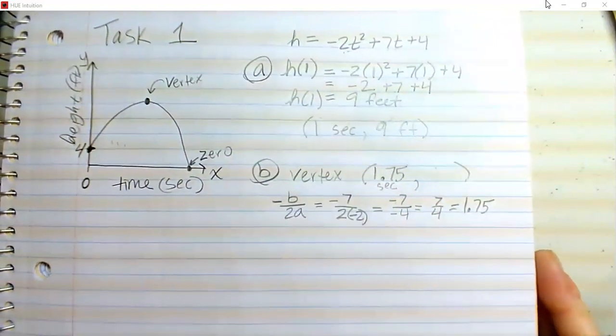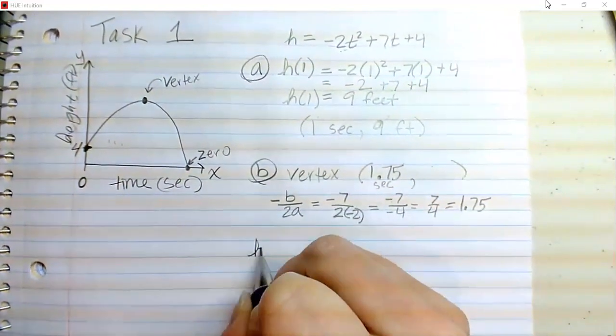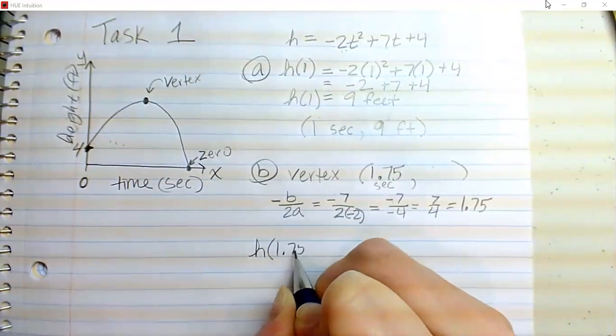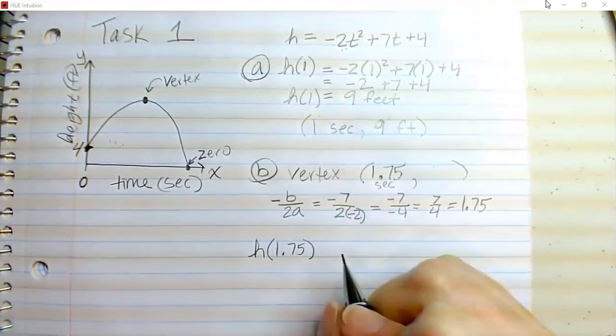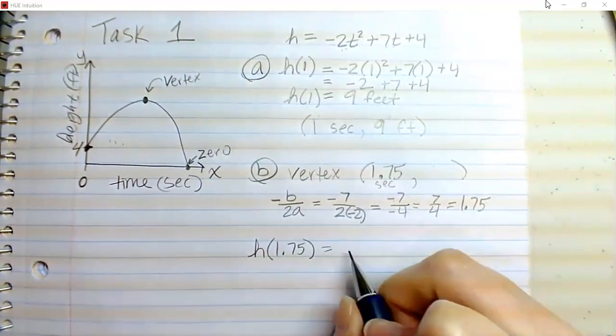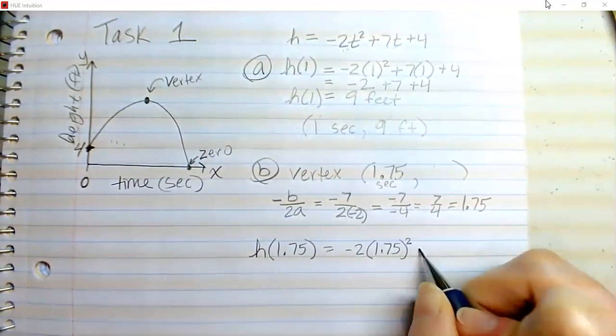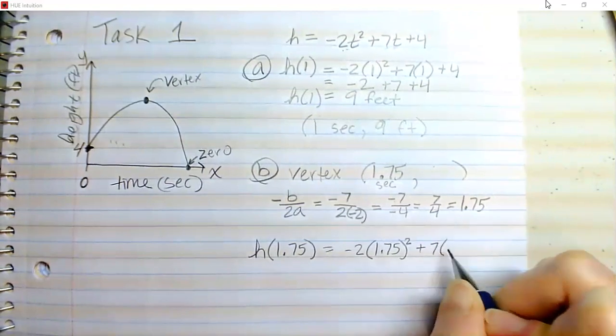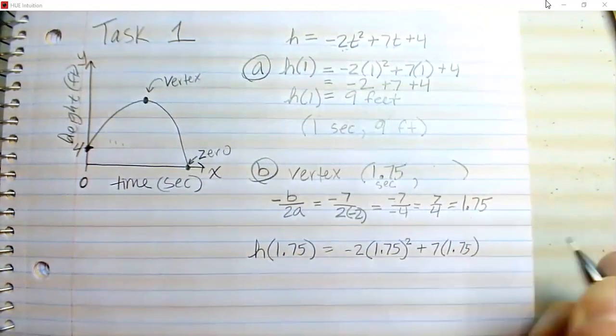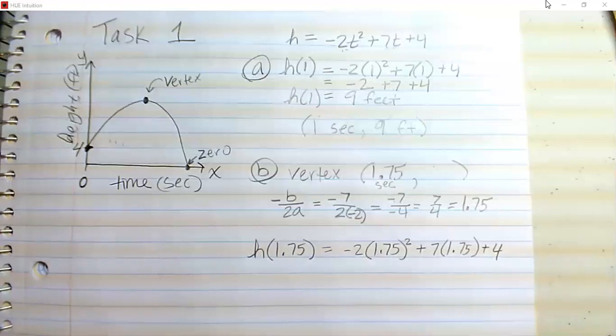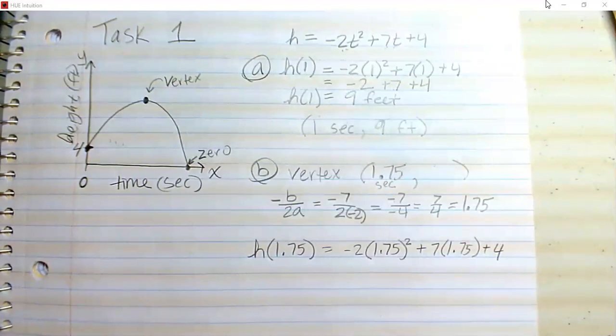So how do we get the vertex? Well, now we're going to do h of 1.75. I would highly suggest that you use a calculator for this just to help speed things along. I'm definitely going to use a calculator. I'm actually using the calculator on my phone, which makes it pretty convenient.